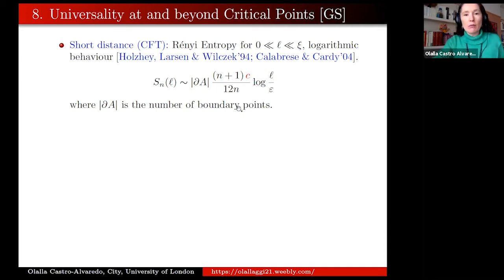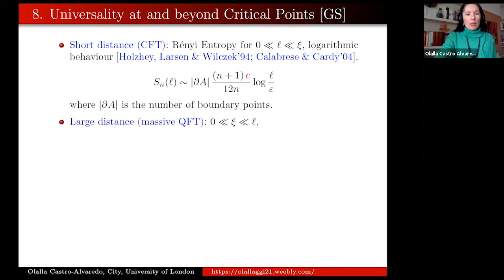And of course, you see that when you send n to 1, you get the C over 6 in there. And then there is also this other quantity here, which is boundary of A. So this boundary of A, this is the number of boundary points. If you're looking at a finite interval of length L, there are 2 boundary points. So that boundary of A, the number of boundary points, will be 2 in that case. And so if you put that equals 2, n equals 1, you get the C over 3 of my previous formula. So this is the formula for Renyi entropy in CFT.